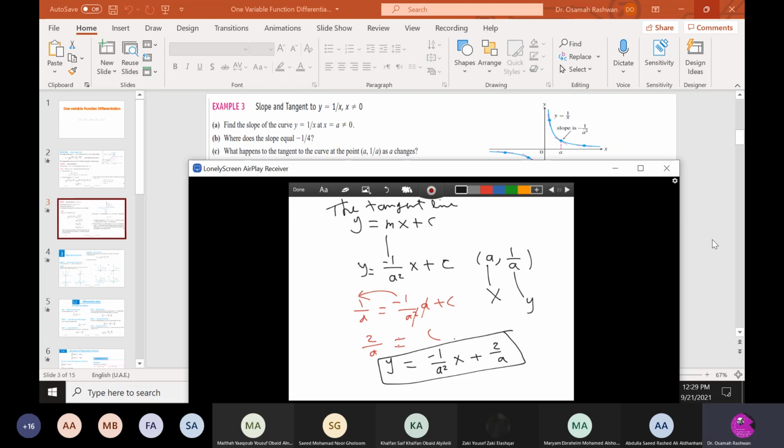So a square is positive, bigger than 0. So minus 1 over a square is what? This value is the slope, right? So do you think the tangent, from left to right, is going up or going down when the slope is negative? Down. So yes, the tangent line will go down.